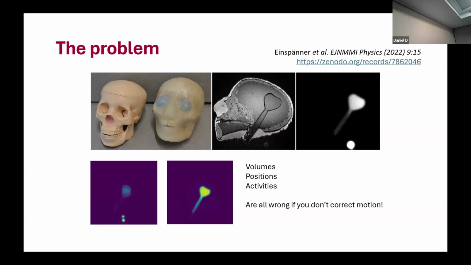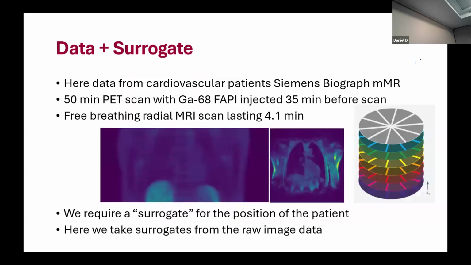Data of a phantom with a flask inside is available, and with a relatively simple motion pattern, all hell breaks loose, and you can correct it and tidy everything up. This motion correction here was done after the fiducial was removed. Otherwise, it's basically trivial. Okay, so I'm not working with phantom data. This is data from cardiovascular patients. It was taken on the Siemens Biograph MMR, and it's a relatively complex scan sequence.